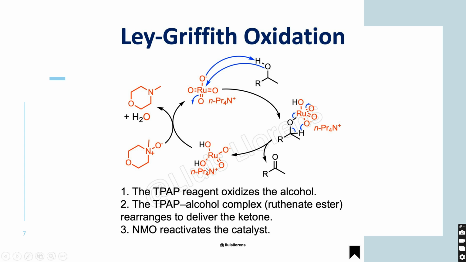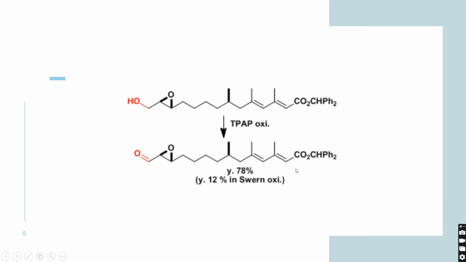Okay, and in TPAP oxidation, usually NMO, N-methylmorpholine N-oxide, is also used, which can regenerate the ruthenium catalyst, as this ruthenium catalyst is a highly expensive metallic oxidizing agent. So NMO is also used in the reaction for reactivation of the catalyst. Okay, so involving this mechanism, the alcohol functionality is getting oxidized into ketone.